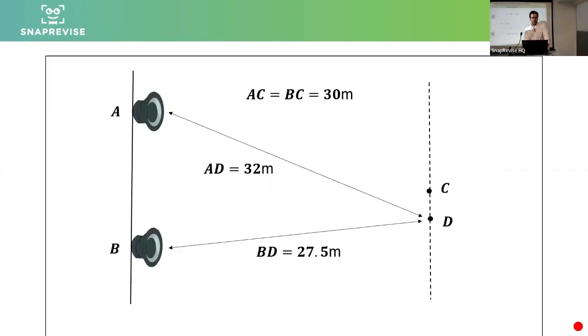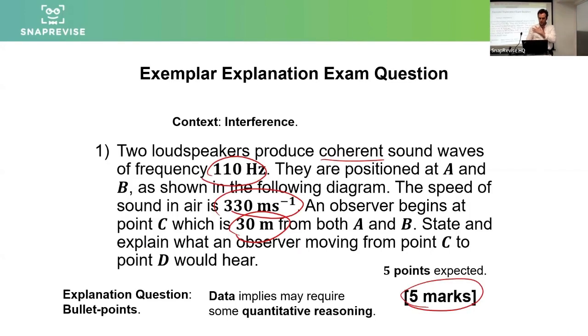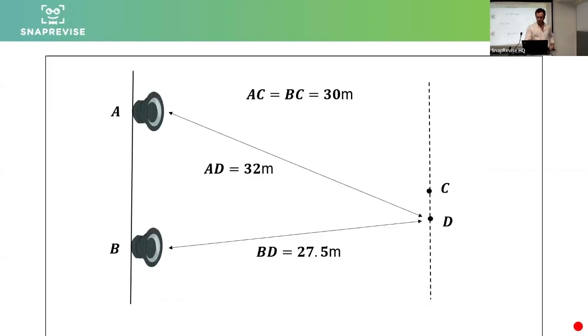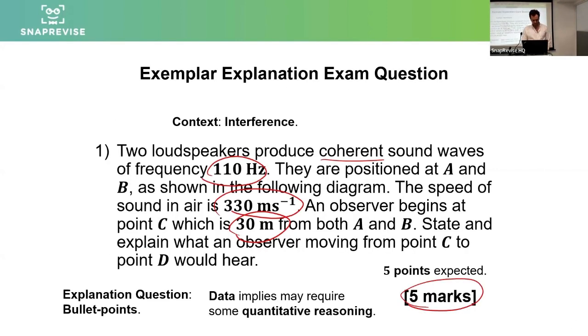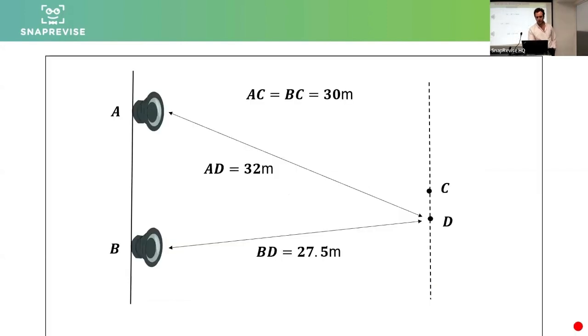Okie dokie, so we're given this diagram. Not the world's most friendly diagram, it's got to be said. And we want to know what an observer moving from point C to D would hear. So point C is 30 meters from both A and B, i.e. equidistant. Nice.